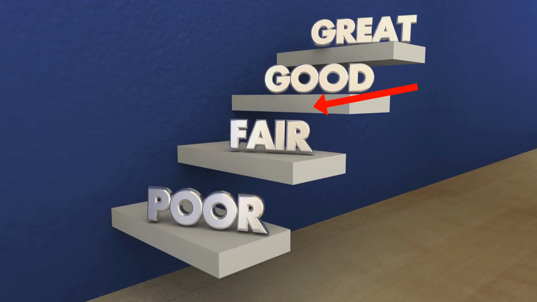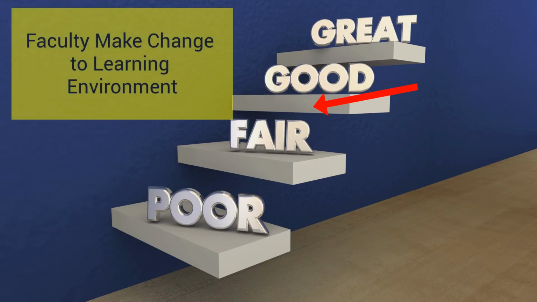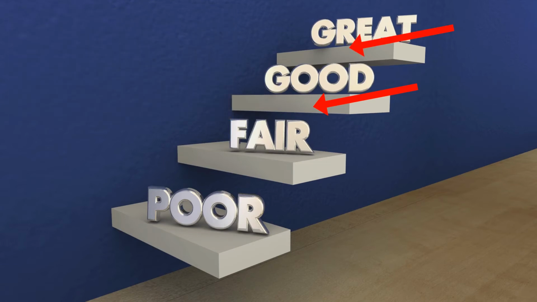And then the faculty made these logical changes to the learning environment. Well, then they reassess a future cohort and find that students perform better. In fact, these future students are scoring between good and great. That's improvement. So there was an original assessment, there was an intervention or a change to the learning environment, and there was a reassessment showing better learning.